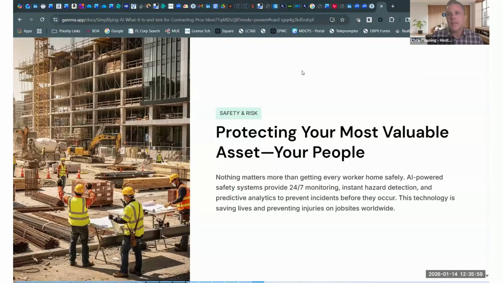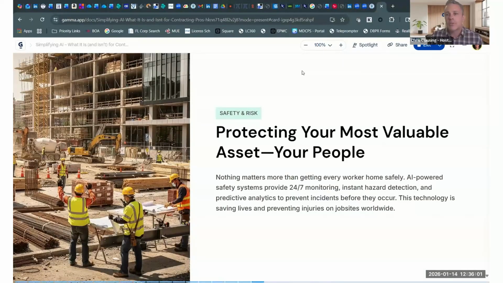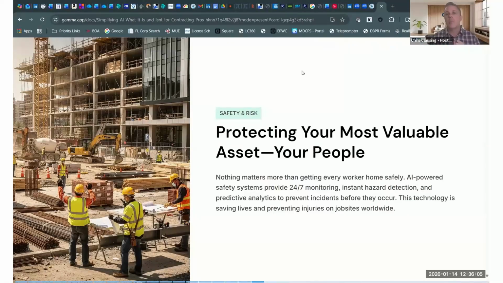Kind of moving on here. We want to protect, obviously, the most important asset, which is the people. Our next session is going to be very specific to safety and protecting the people on the project job sites and how AI plays a role in that. We're going to talk about that briefly here, but AI-powered safety systems.